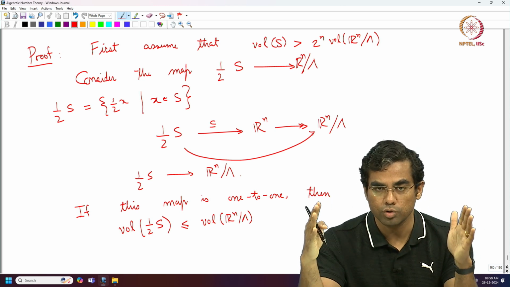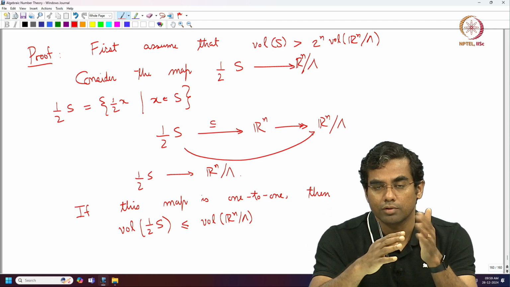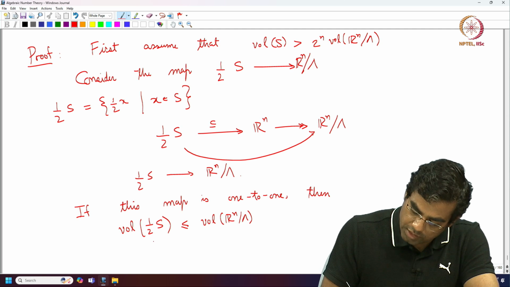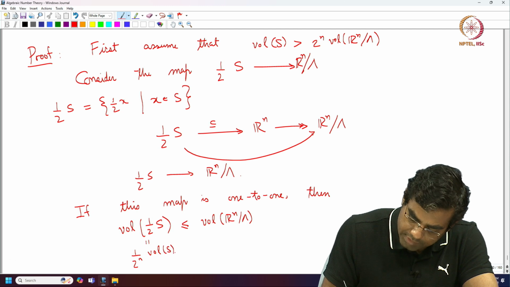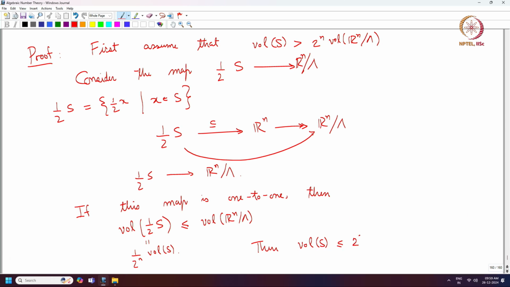Similarly, if you have a cube which is a 3 dimensional body, if you take a smaller cube of half the side, its volume decreases by 8, and so in this case what you have is 1 by 2 to the n volume of S. Okay. So, then volume of S is less than or equal to 2 to the power n volume of R to the n by lambda. Okay. So, you see where 2 to the n comes from. So, this is a contradiction.